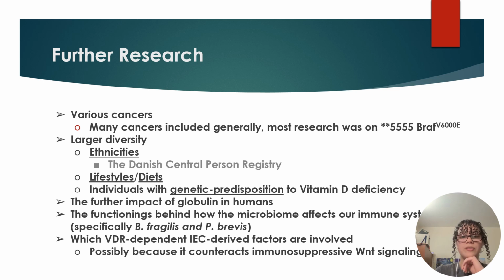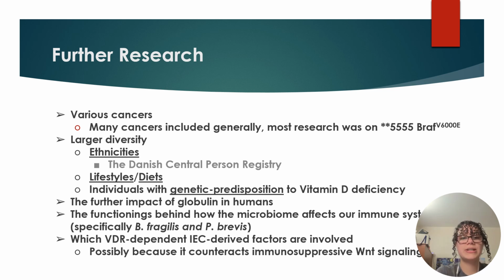For further research, various cancers can be included, as many cancers were included generally in the clinical research analysis, but in the rodent analysis, the most research was done on 5555 BRAF. And it should be noted that since this is a type of melanoma, it coincidentally has the highest amount of confounding variables due to the correlation with sunlight.